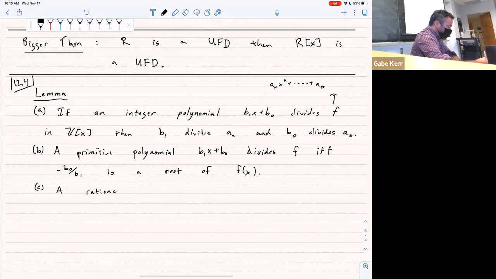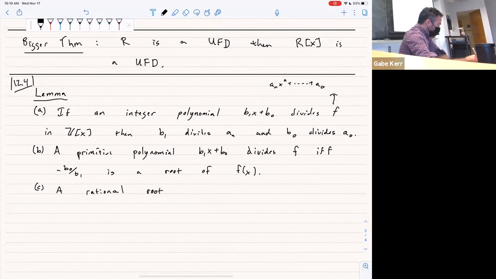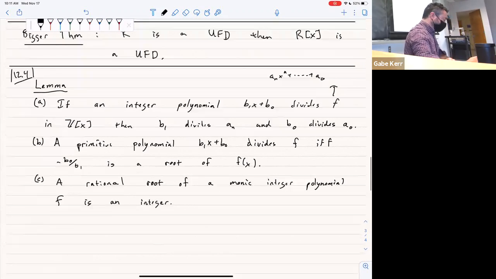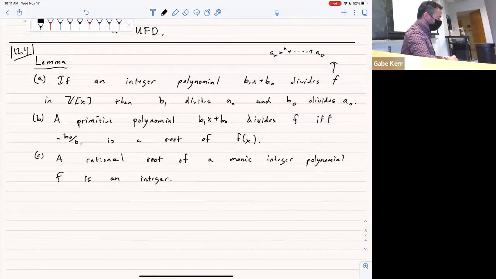The rational root test for a monic polynomial. f is an integer polynomial. I approve all this as just exercises. I don't want to read the book or remember what you did.